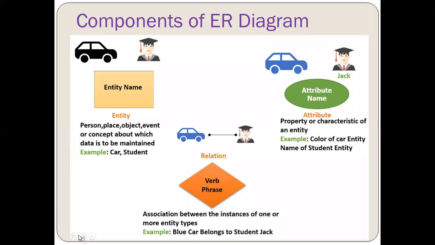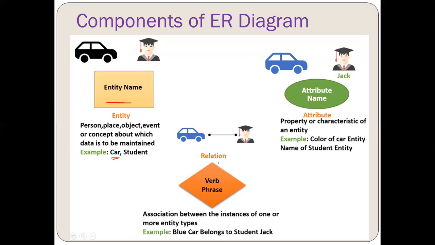Now, as I have told you, the entity is the person, place, object, event, or concept about which data is to be maintained, and the name of the entity is defined here. It can be a car, a person, a student, an employee, etc. When I say car, the attributes of the car will be the color, the brand, the registration number. The registration number will be the unique ID, right? And many more things will be stated as attributes.